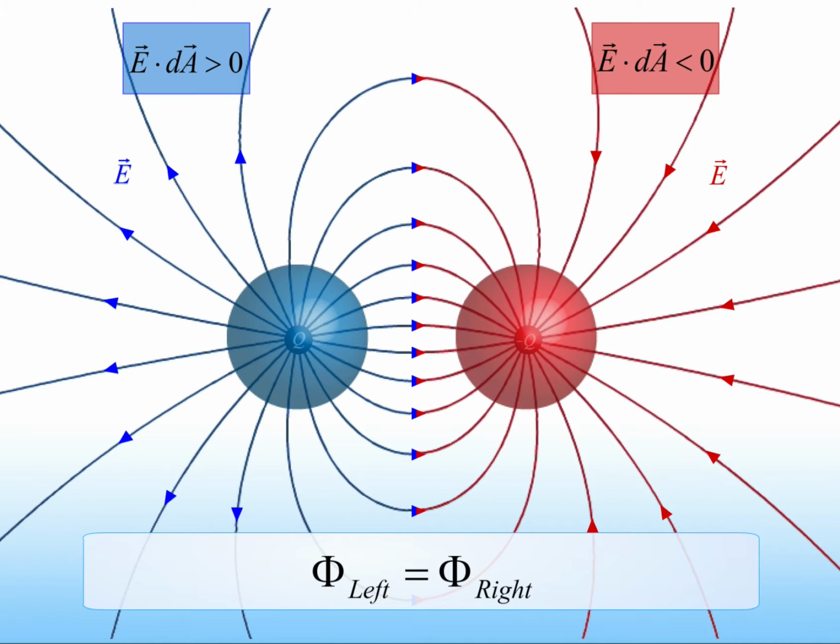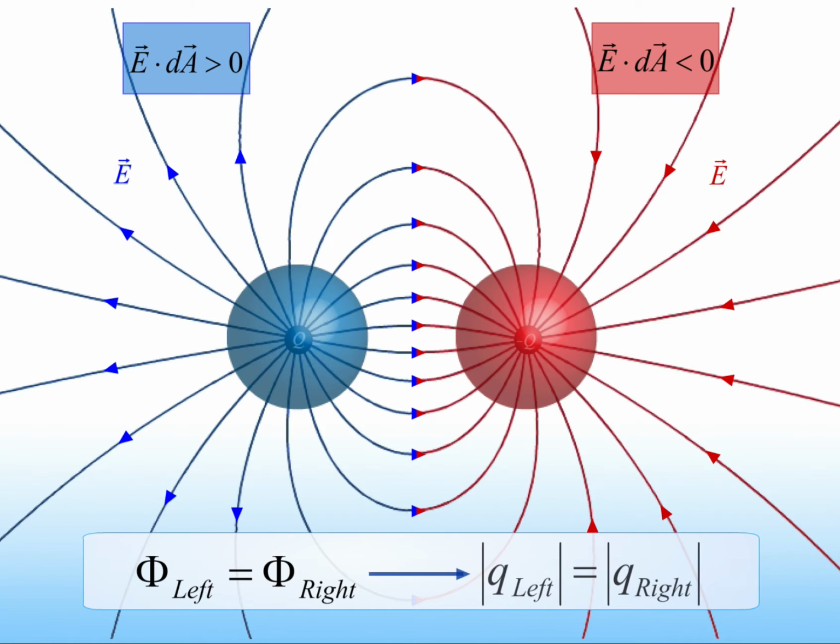Since we have identical numbers of lines that leave the sphere on the left as enter the sphere on the right, we see that the magnitudes of the charges inside each sphere must be equal, in agreement with our initial assumption.